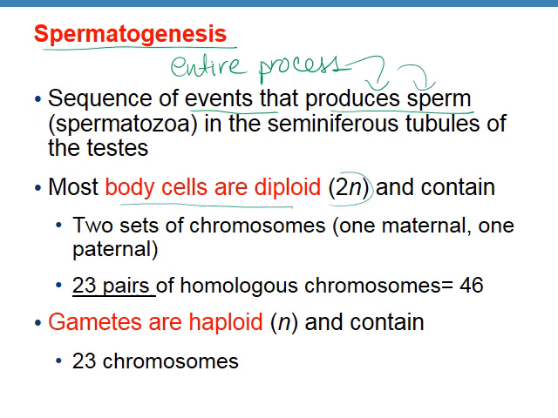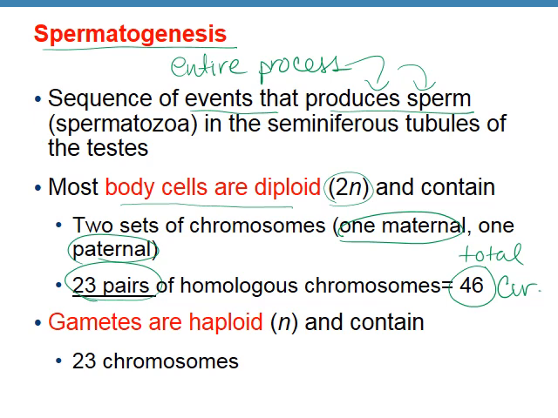Most cells in the body are diploid, meaning we have 2 of every chromosome, right? There's 23 pairs, so we have a total of 46 chromosomes. One of them you got from your mom, and one of them you got from your dad. So if this is my cell, and I'm going to just draw 2 chromosomes, this one came from mom, and this one came from my dad.